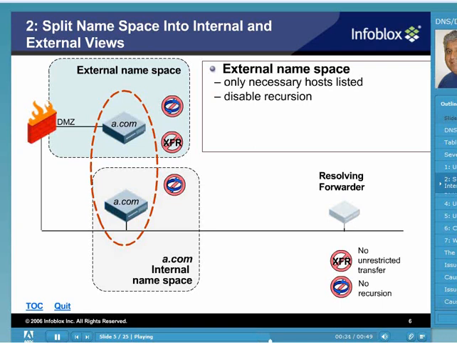This external server will have access only to necessary hosts responsible for services to the external world. Recursion should be disabled and transfers restricted to known servers only. The split of the namespace can be accomplished with bind views.